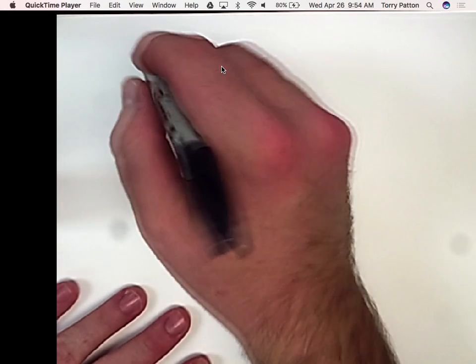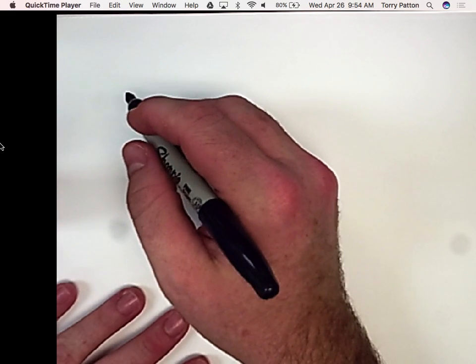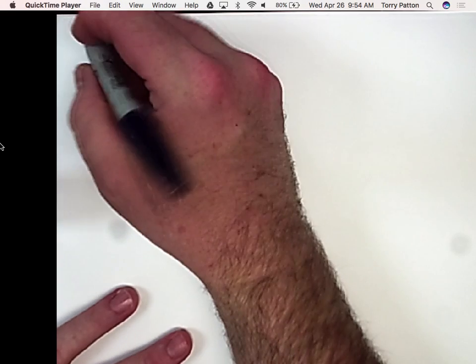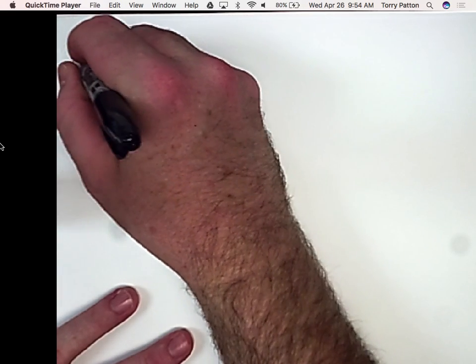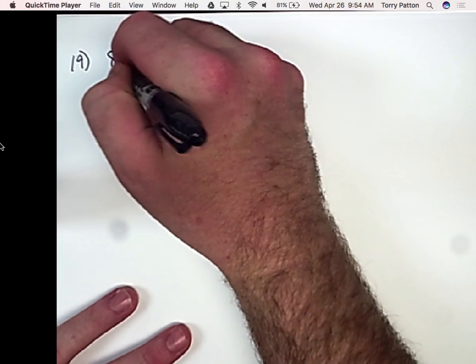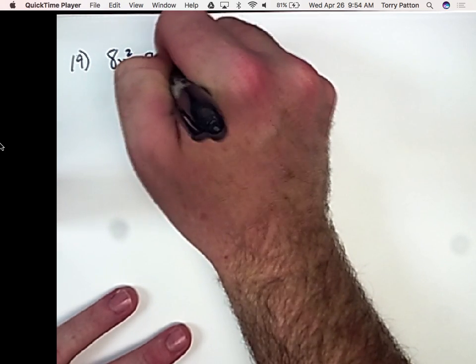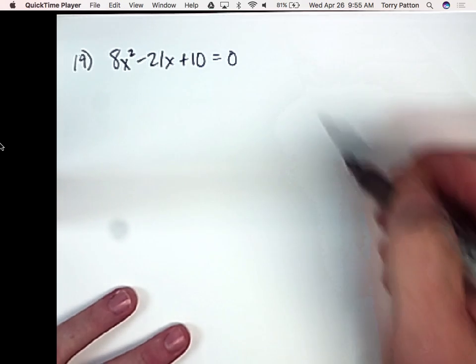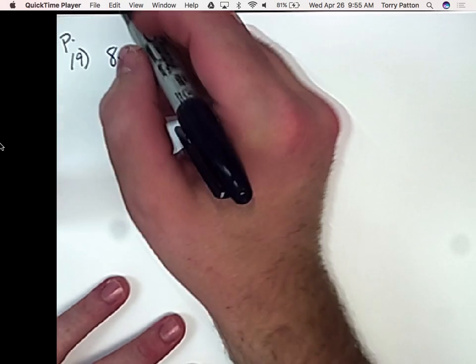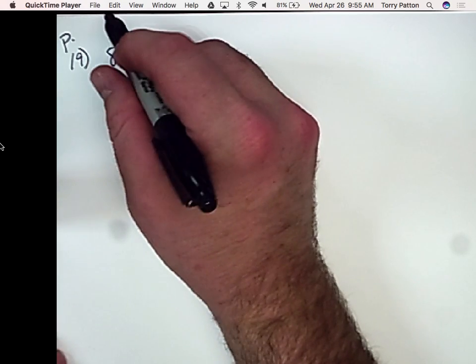All right. So I'm going to just say the answers, and then if there's any that you want me to work, we'll do that. Okay? If it's wrong, put a slash through the number. Okay. So number 19, the answer is 8x squared minus 21x plus 10 equals 0. What if we forget to put equal to? Then put a slash through it, and I'll only take 1 point off.